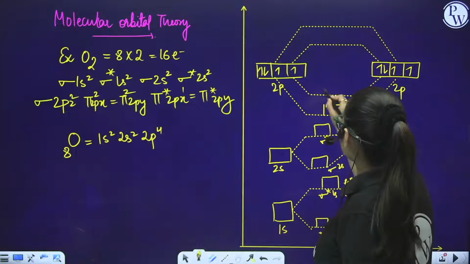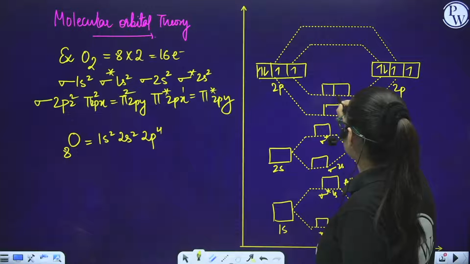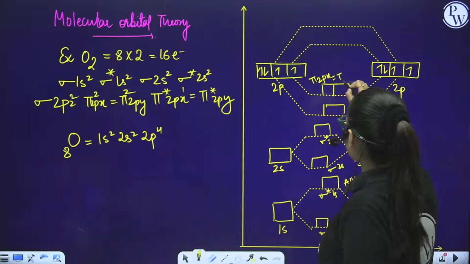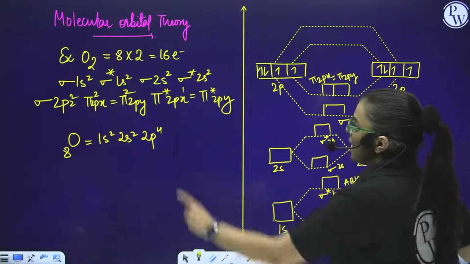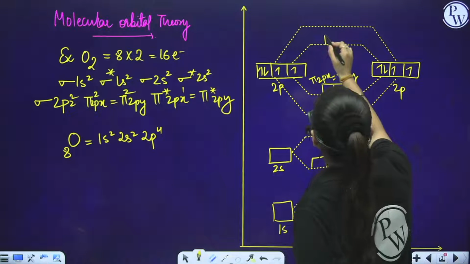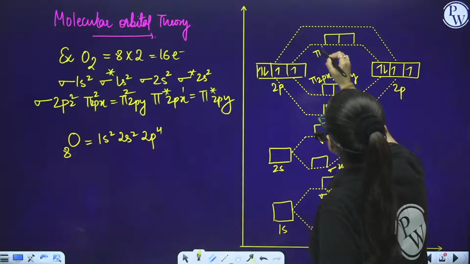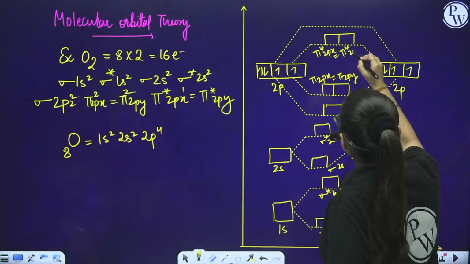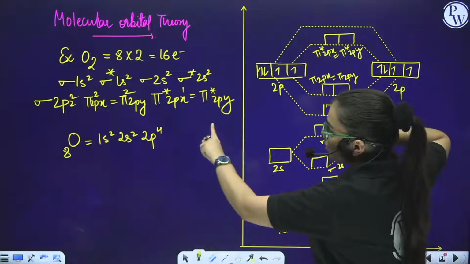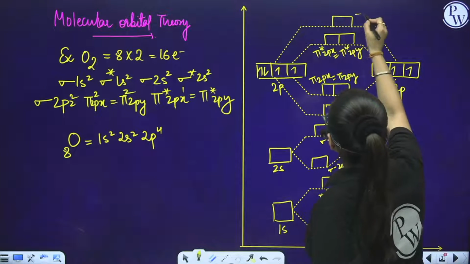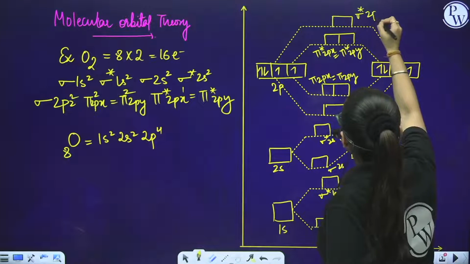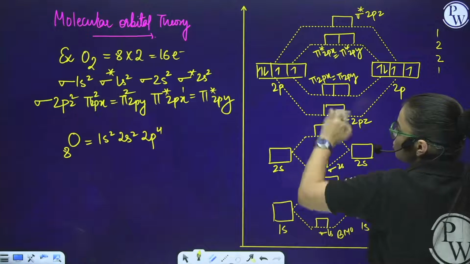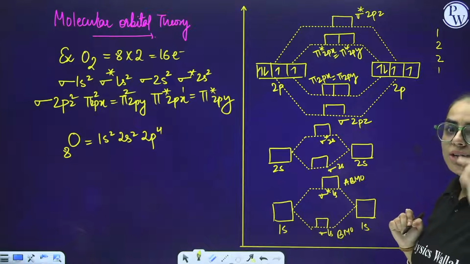After that, students, what are we going to do? These are the two orbitals. This is pi 2px equal to pi 2py. And then we have pi star 2px, equivalent to pi star 2py. And at last, we have sigma star 2pz. So if you have to learn it, it is 1, 2, 2, 1. In the previous case, it was 1, 2, 1, 2.